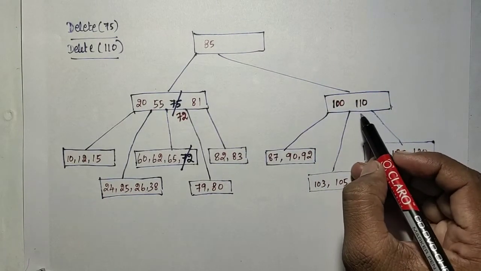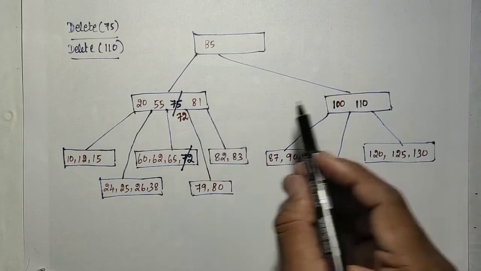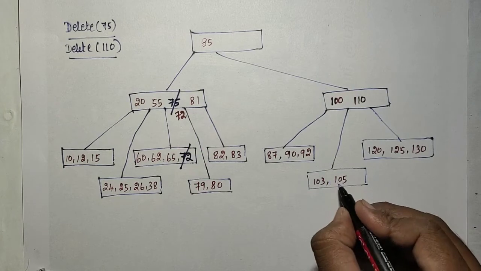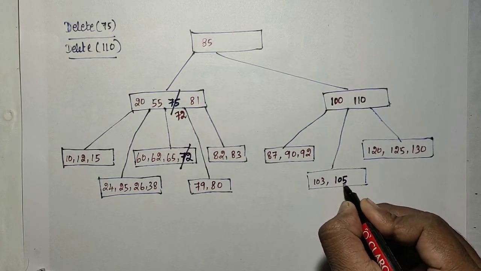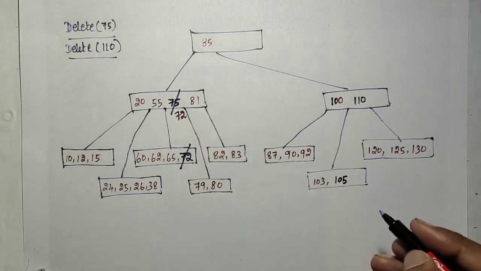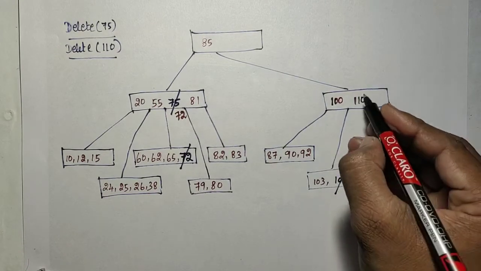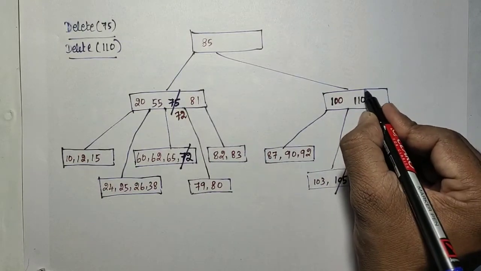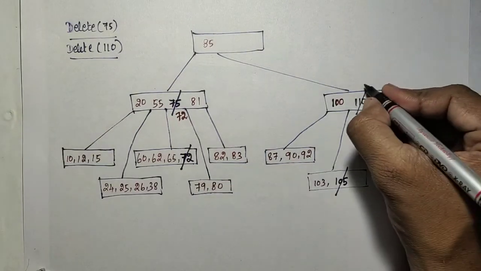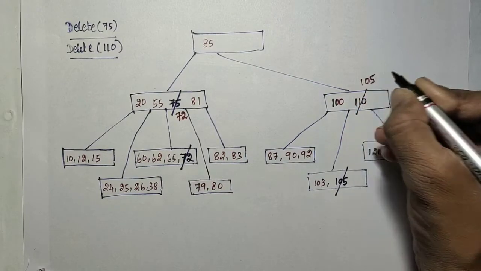Internal node means the procedure is left subtree rightmost, or right subtree leftmost. We are following left subtree rightmost. So the left subtree is this one, and the rightmost is this 105, correct? So the movement has to be done: 105 is deleted from there and replaced in place of 110. So the 110 is replaced with 105.